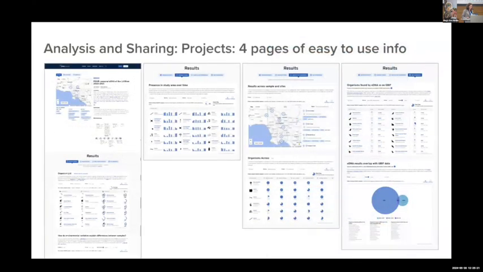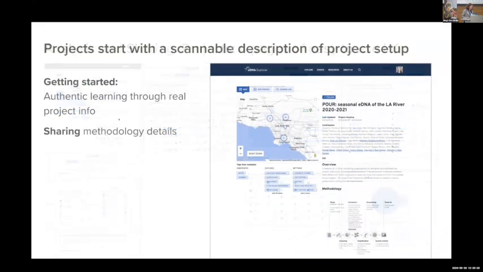And when you hop into a project, there's 4 pages of really easy to understand information about the project to dig into. So for example, right at the top, you get project information that everybody needs, who was involved so you can reach out to them, an overview, the location information so you can zoom in and out and see where the samples were collected, and an overview of the methodology so that you can see, oh, this kind of project, it looks like they took this many samples, or here's what happened.